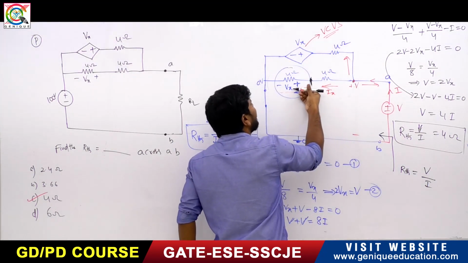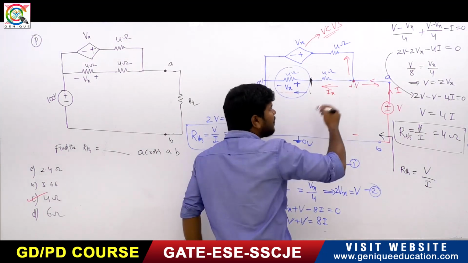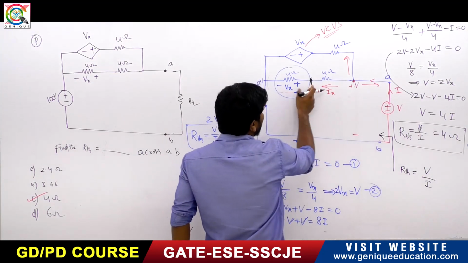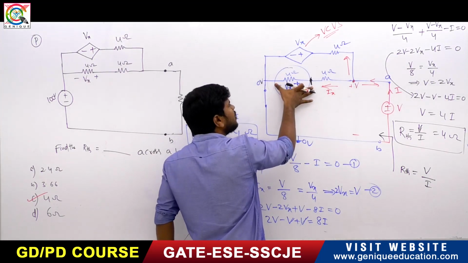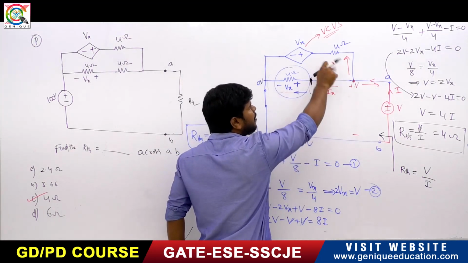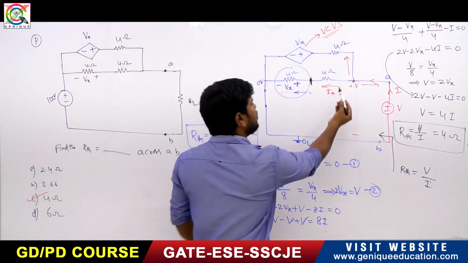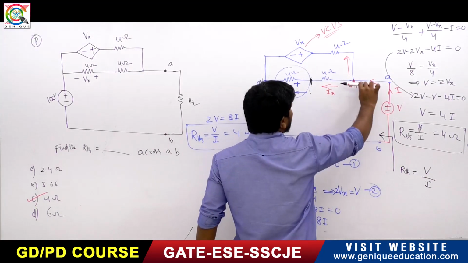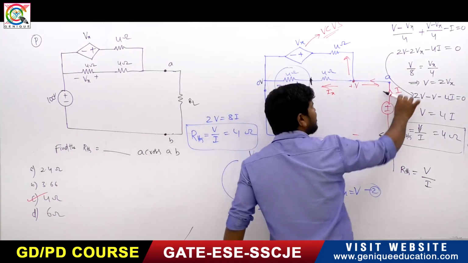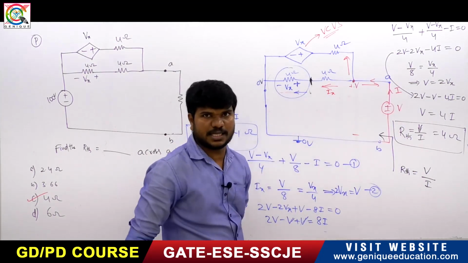That current is flowing in this direction. So that's why V minus Vx. Already we know this is the Vx, because this is the ground there. So V minus Vx divided by 4, and this is V minus Vx divided by 4. And this is I amount of current, and I simplified this.